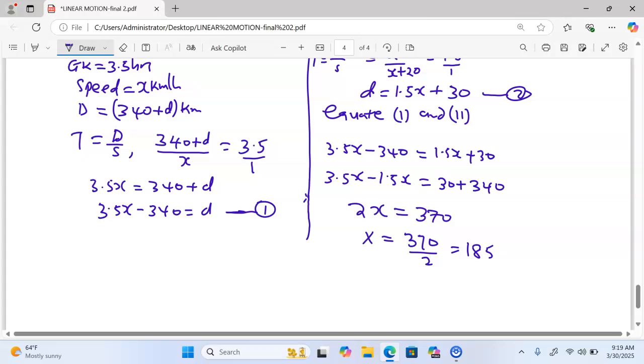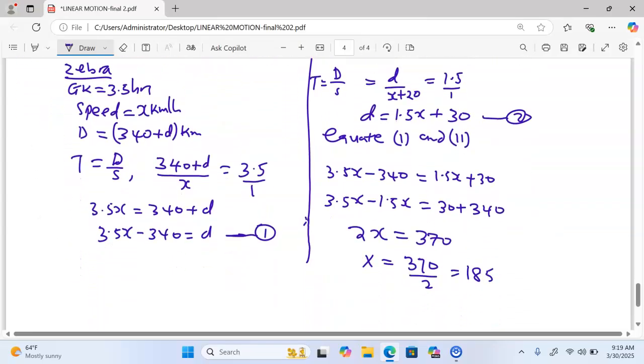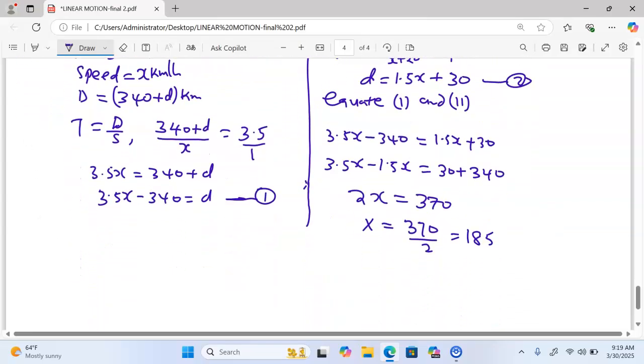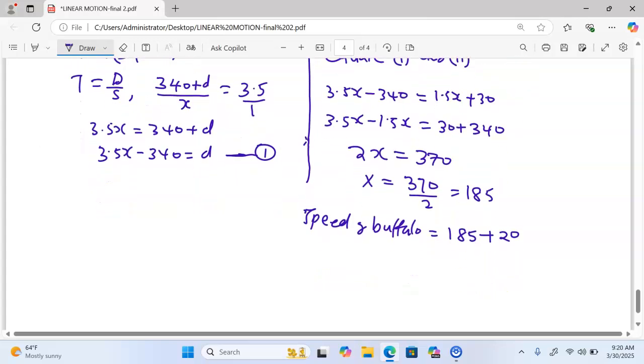Once we have the value of x, which is the speed of Zebra, we can now get the speed of Buffalo. Speed of Buffalo is going to be equal to x, which is 185, plus 20. Remember, it was moving at 20 kilometers per hour faster. In this case, this is equivalent to 205 kilometers per hour.